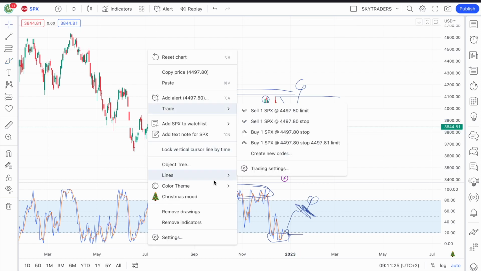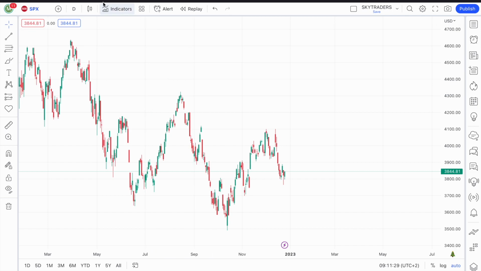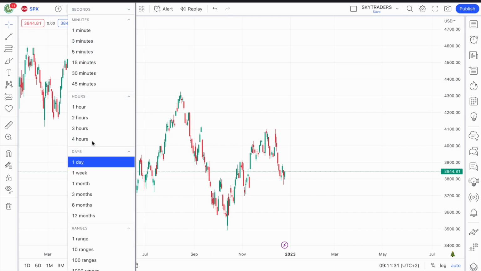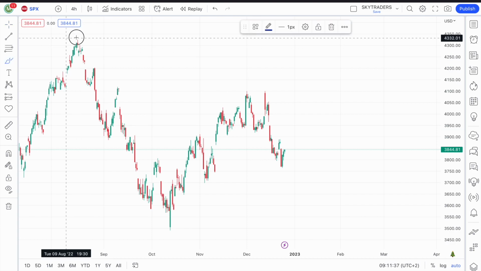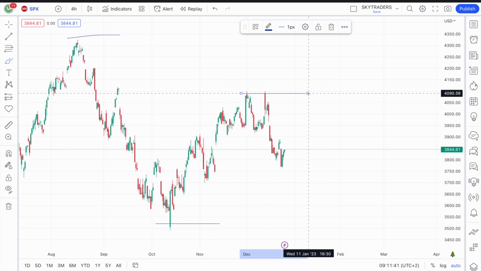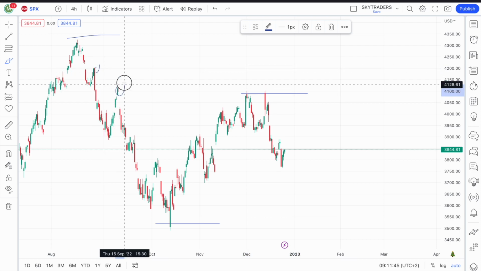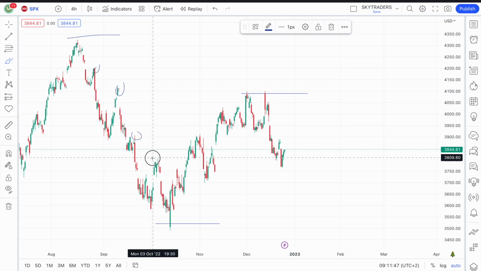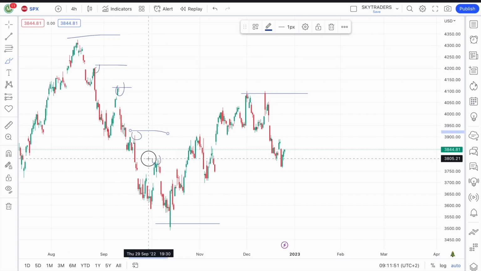So let's remove the drawings, let's remove the indicators, and let's move to the 4 hours time frame. All right, as you can see, we now have 3 trading ranges to focus on. This is a lower high, this is a lower high, a lower high. What does it mean? This is the next liquidity hunt.